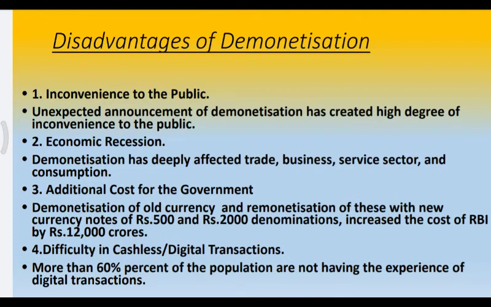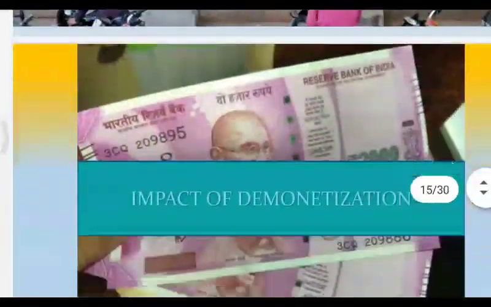Additional cost for the government. Demonetization of old currency and the remonetization with new notes of rupees 500 and rupees 2000 denominations increased the cost of RBI by 12,000 crores. Difficulty in cashless or digital transactions. More than 60% of the population do not have experience of cashless or digital transactions.